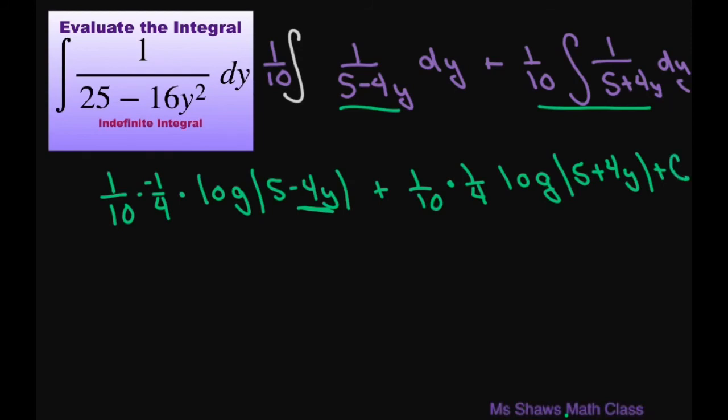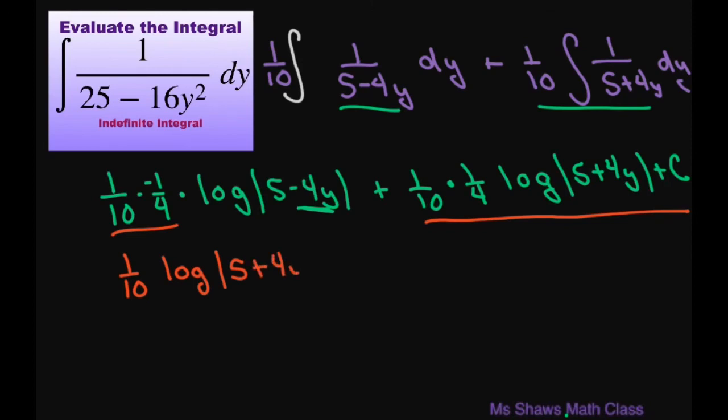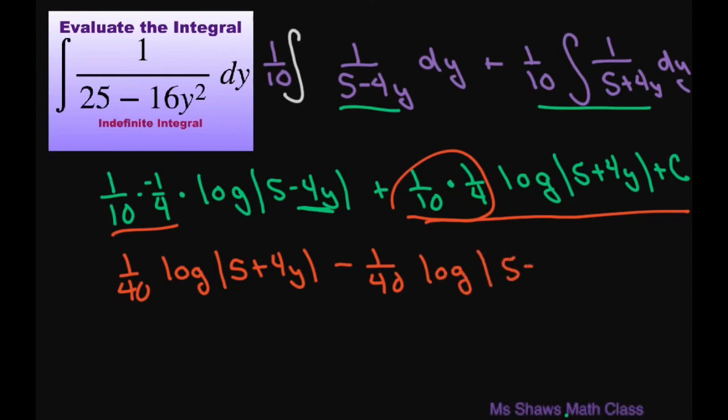All right. The next step I'm going to do is write this one first, because this is going to be negative. So we have 1/10 times log of absolute value of 5 plus 4y minus 1/40. It's 40, sorry, this should be a 40. And then multiply these two here. So 1 divided by 40, and this is going to be log of absolute value of 5 minus 4y plus C.